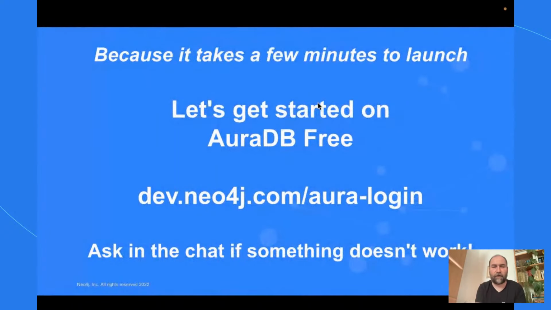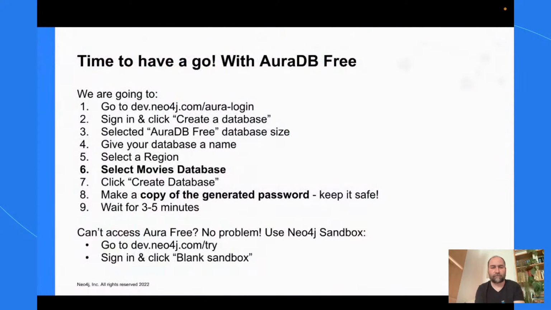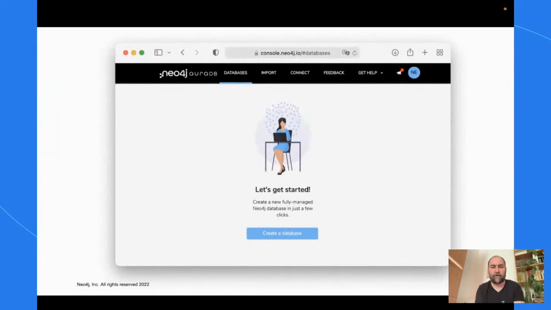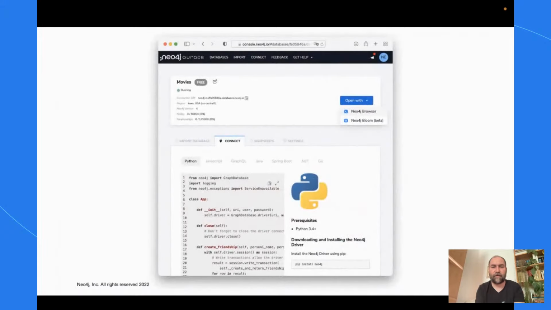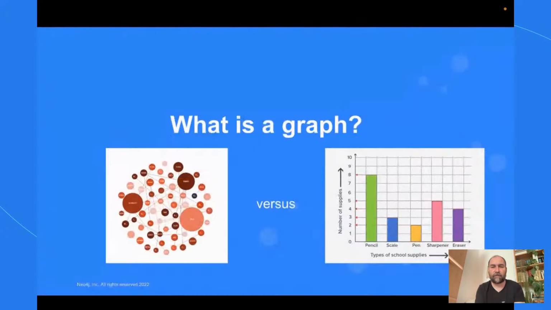Okay. And while Aura is setting up our database, we can look a little bit at graphs, why they're awesome, and some use cases and the property graph model. Cool. So this is more or less for the people looking at the slides. So create the database, copy the credentials, and then we are ready to use it.